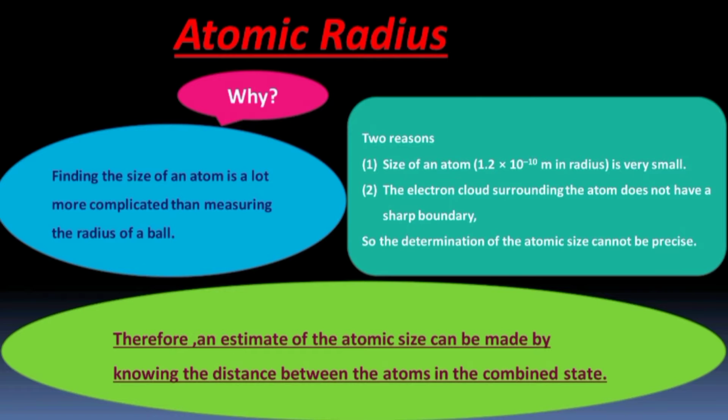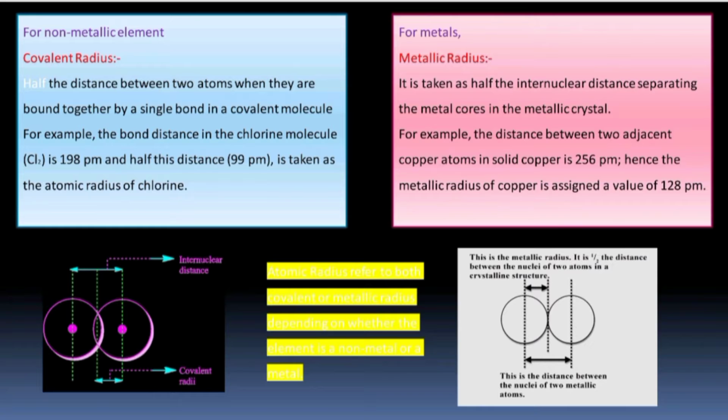Therefore, an estimate of atomic size can be made by knowing the distance between the atoms in a combined state. So, let us discuss the definition of atomic radius. It is half the distance between the nuclei of two combined atoms. So, if we are discussing the covalent radius, it is half of the distance between the two atoms when they are bonded together by a single bond in a covalent molecule.